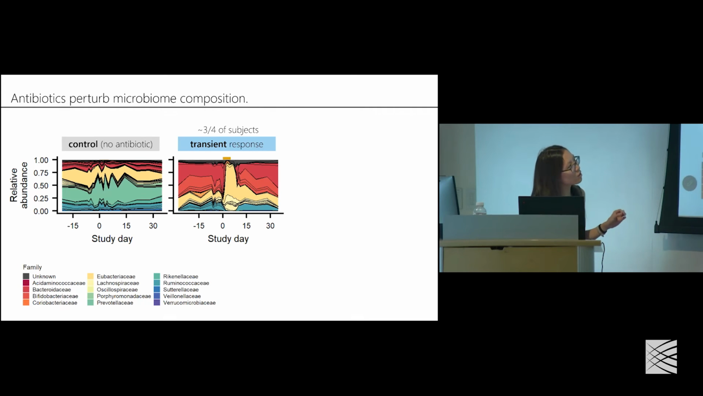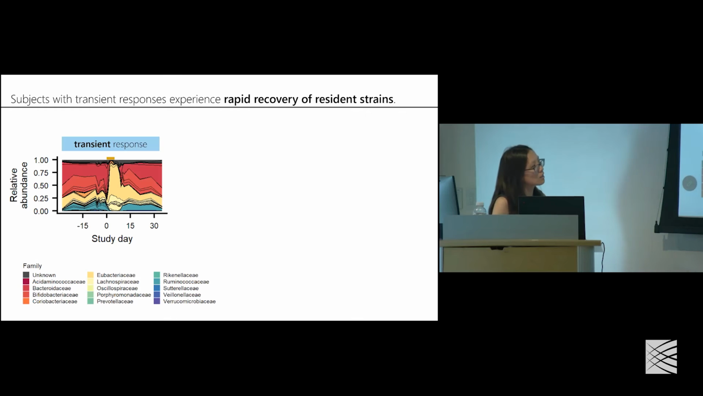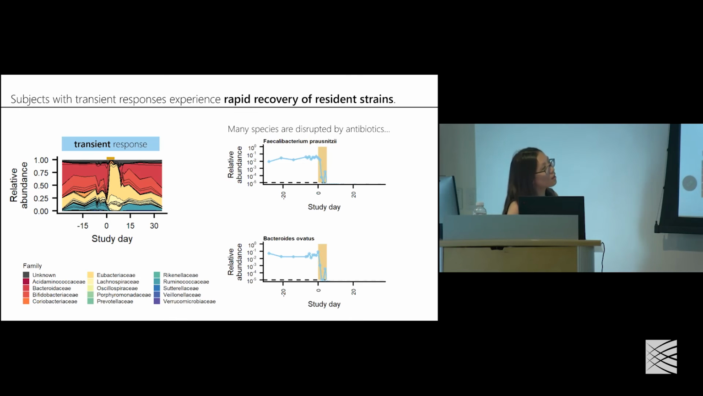We can break down this transient response by looking at the kind of species behaviors that give rise to it. Within these subjects, we saw that many species were disrupted by antibiotics. I'm going to show a lot of these species abundance plots. Here, this is just the proportion of the community that the species makes up. You can see that for both of these species, their abundances decline drastically to undetectable levels after antibiotics start, which is the period in gold.